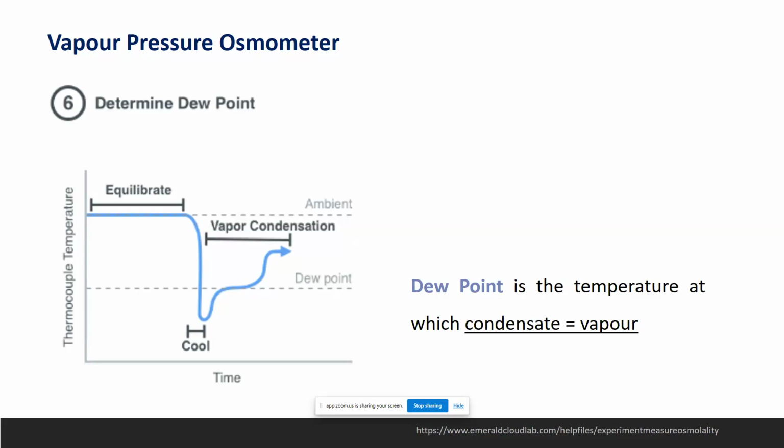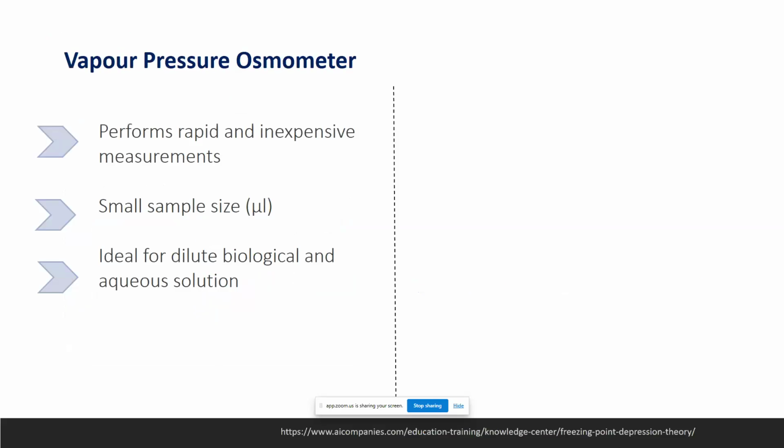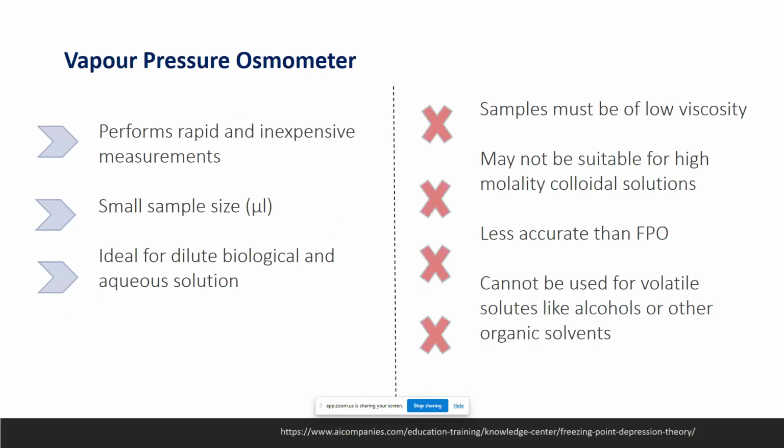The solution osmolality is then calculated internally by a calibrated instrument from the dew point temperature depression. So as you can see in the graph, that dew point temperature depression is what allows the calculation of solution osmolality via this method. So what are the benefits? They, again, perform rapid and inexpensive measurements. You can use a small sample size, but really vapor pressure osmometers are unable to test high molality or colloidal solutions.